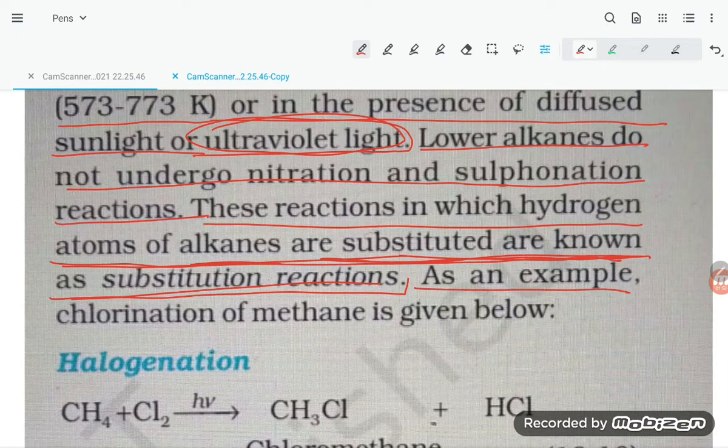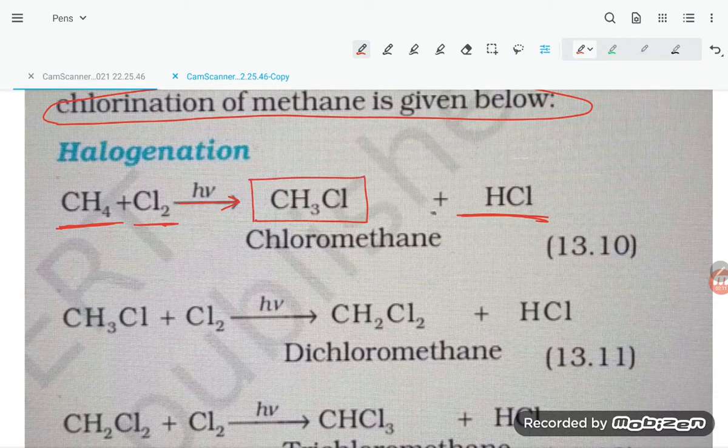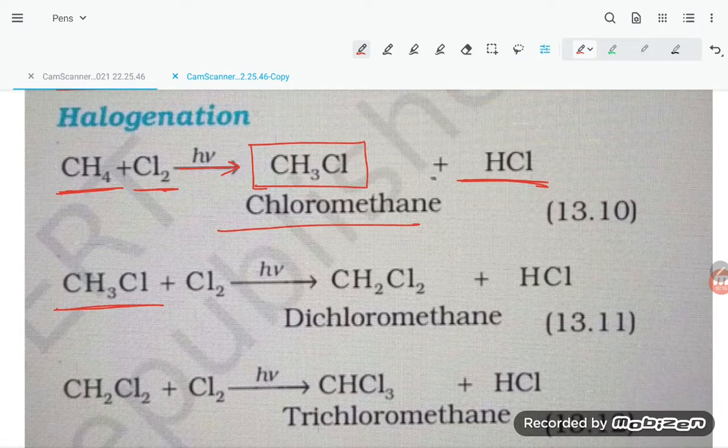As an example, chlorination of methane is given below. Here carbon has 4 hydrogens and is treated with chlorine in the presence of sunlight. So one hydrogen is replaced by the halogen and chloromethane is formed. It is also possible to treat the chloromethane again with chlorine, students. So what you will find is dichloromethane, and again HCl.